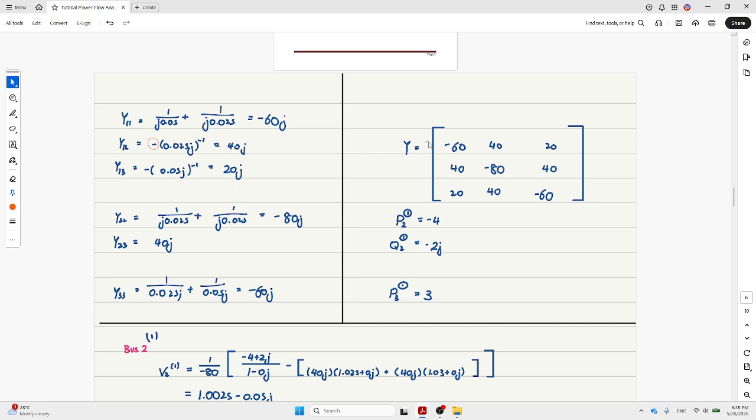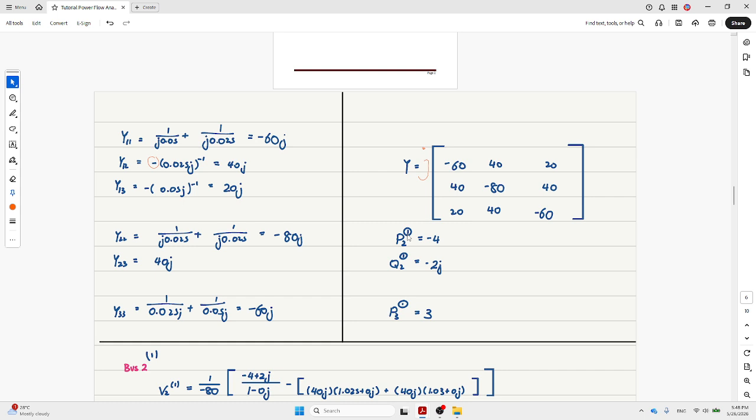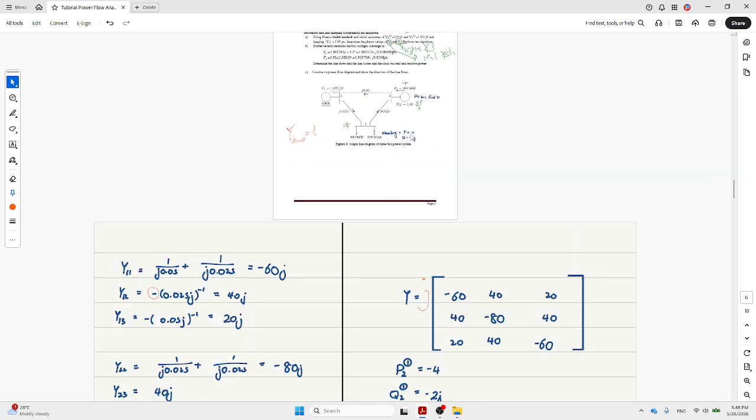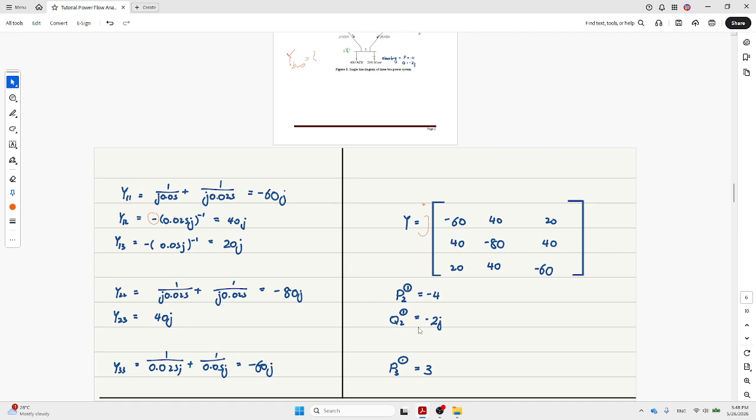I think we missed the j here. You need to consider the j here. P2 is minus 4 and Q2 is minus 2j, and P3 is positive, as you can see here, positive 3.